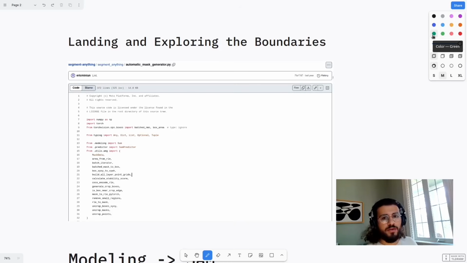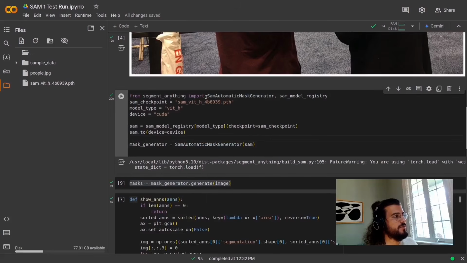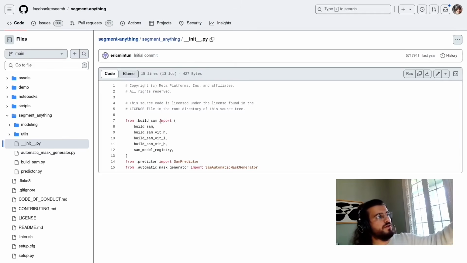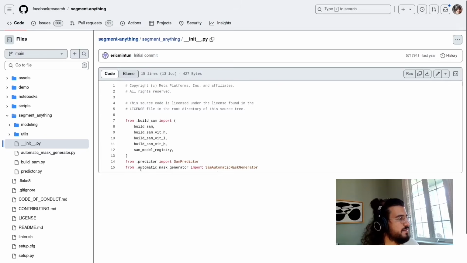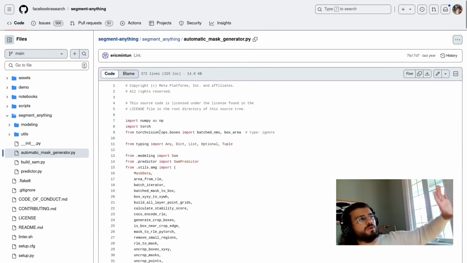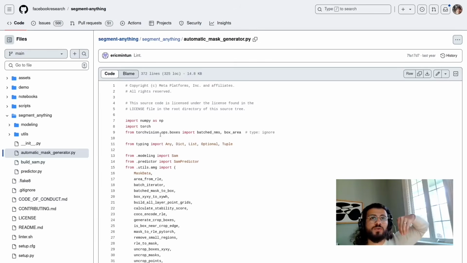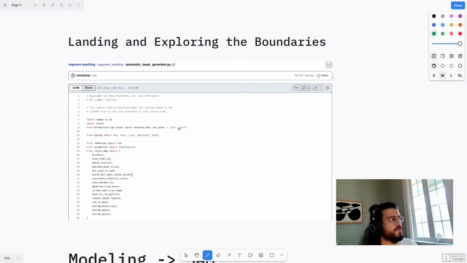If you look back at our code, you see we have to import from segment_anything the SAM automatic mask generator and the SAM model registry here. This thing is located over here. You see it in the __init__.py. We can see that we actually have it in the automatic mask generator file. So if we look at it here, this is our entry point to the rest of the dependency tree for this code base, right?